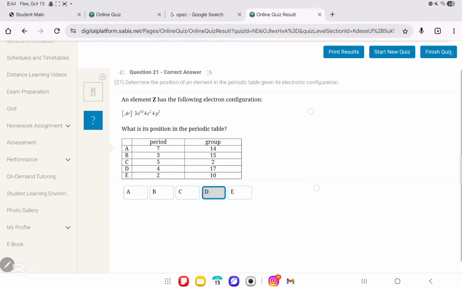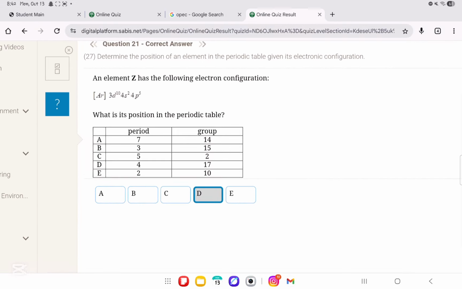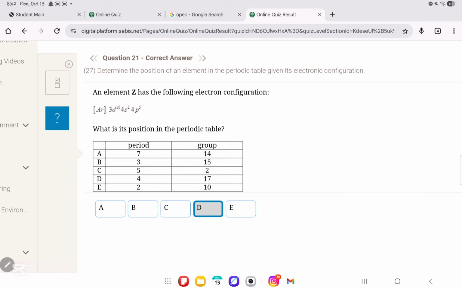We move on to question number 21. An element Z has the following electronic configuration. So how do you find in which period it is? You look at the number of the very last s, which is 4. That means it's in period 4. And how do you check the group? You add the electrons from the valence shell, the 4s4p valence shell. So 2 plus 5, that's going to be 7. That means it's going to be in group 17 or group 7A. Okay? So the answer is D.